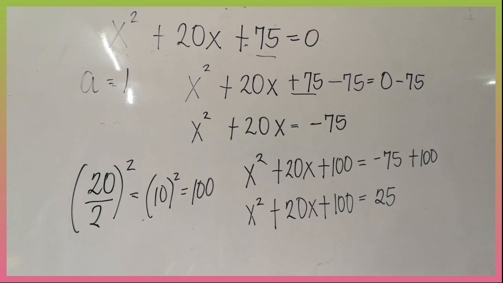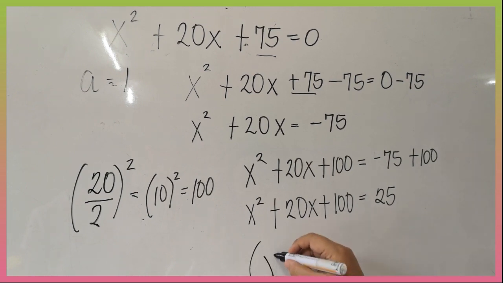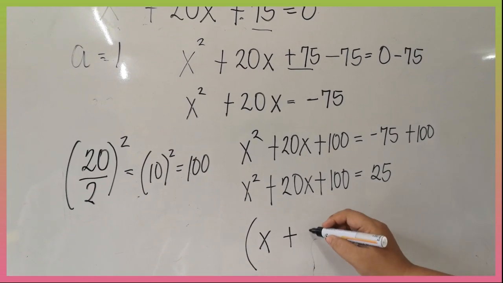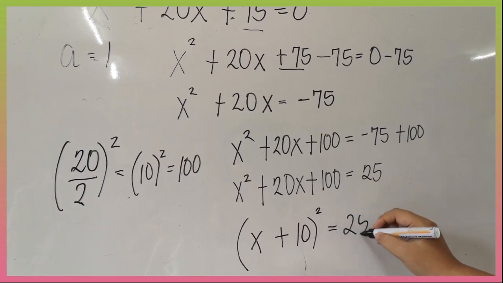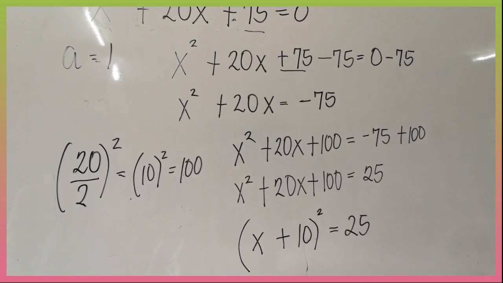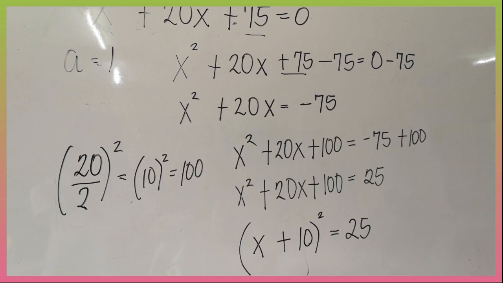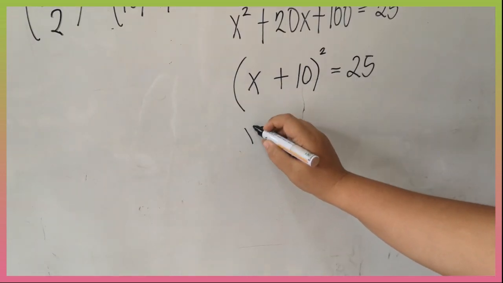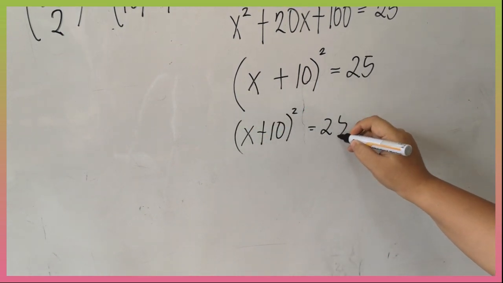Now, we need to find the factor of this equation. Square root of the first term, which is x, plus the square root of 100, which is 10, squared is equal to 25. For this step, we need to find now the value of our x. In order for us to eliminate the exponent 2, using the square root principle, we need to extract the square root on both sides. X plus 10 squared is equal to 25.